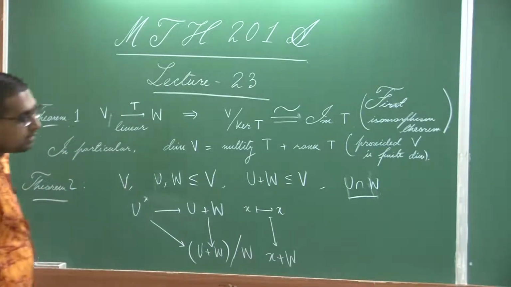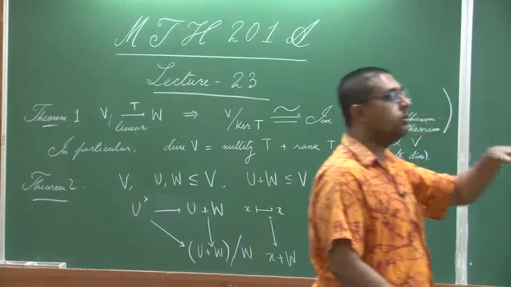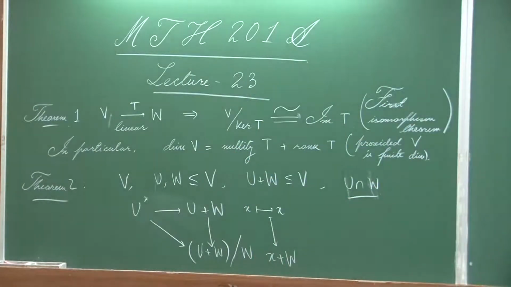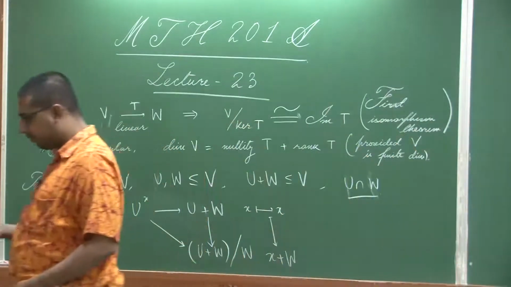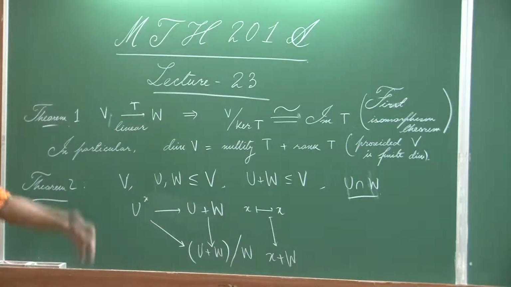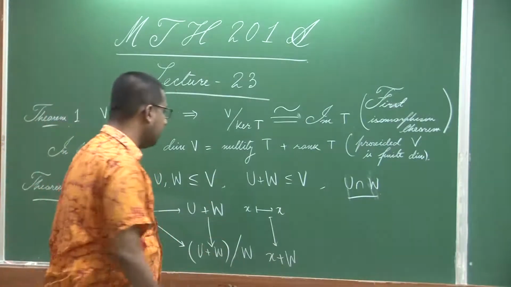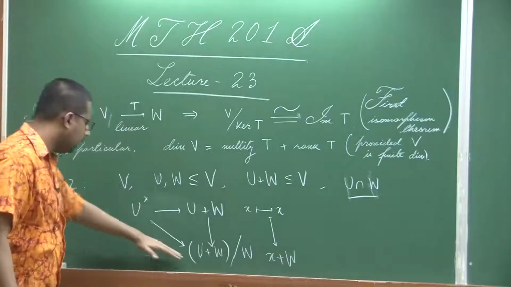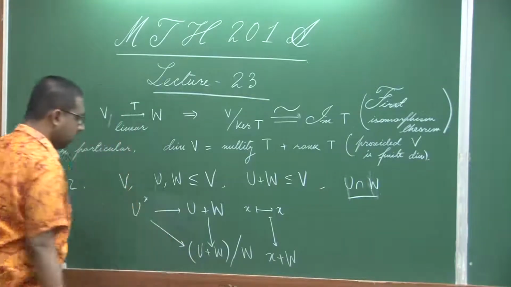Now, it may so happen that the vectors which are both in U and W are also killed to 0. So, which vectors will survive? Well, let us do it, that is better. So, let us first observe that this composition is onto.